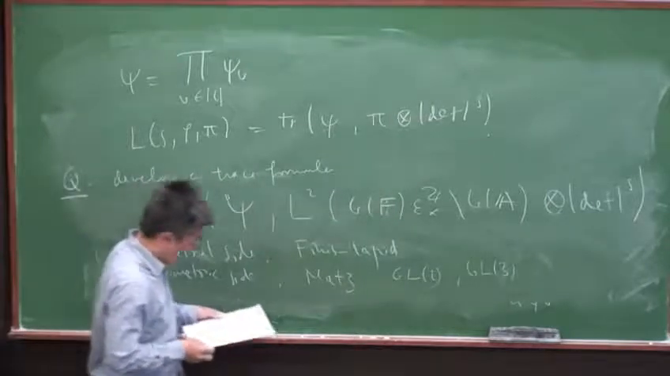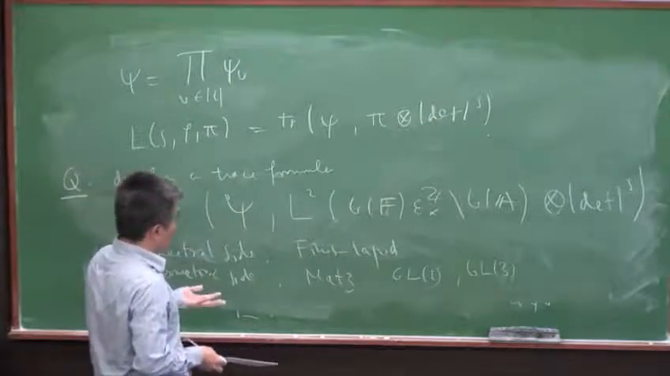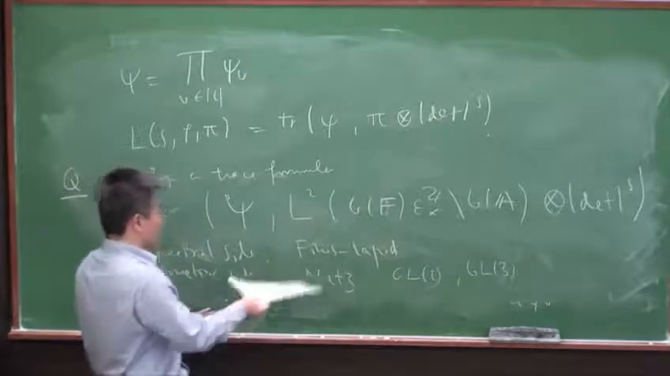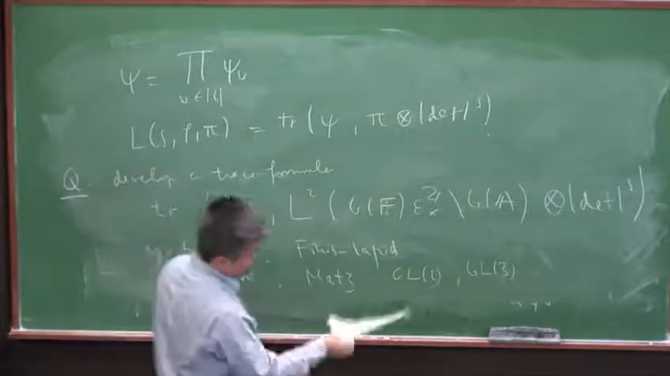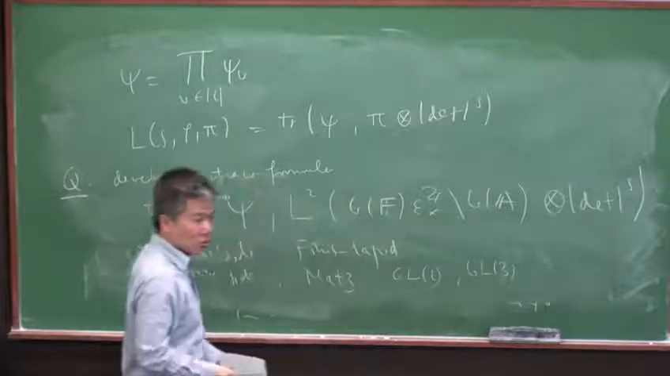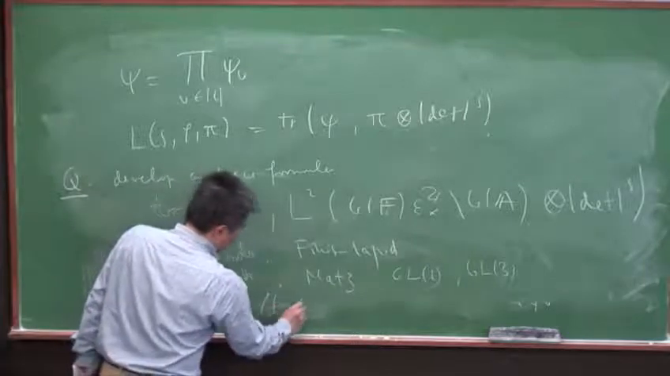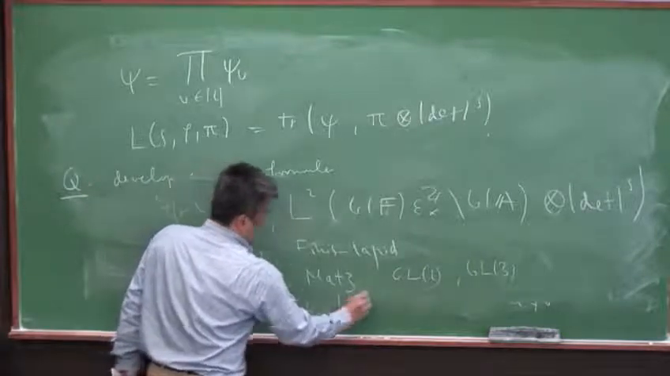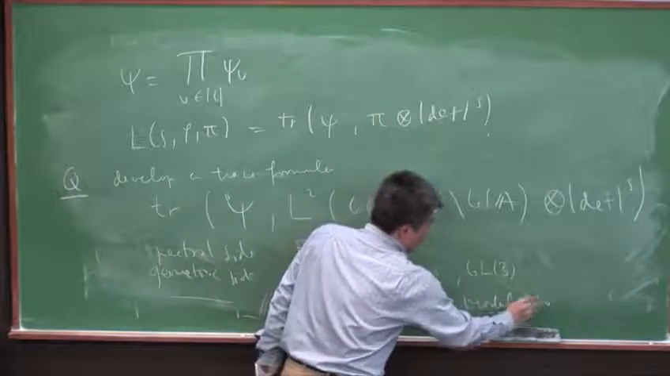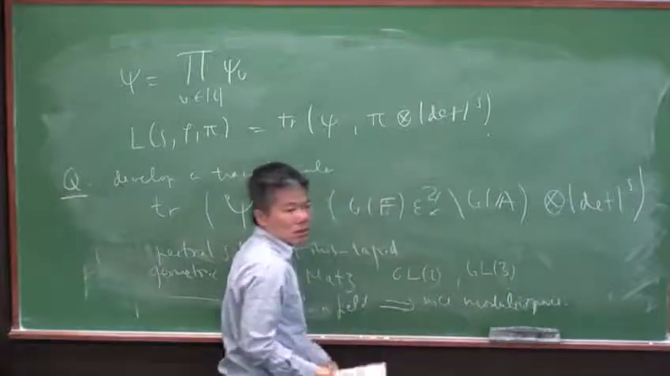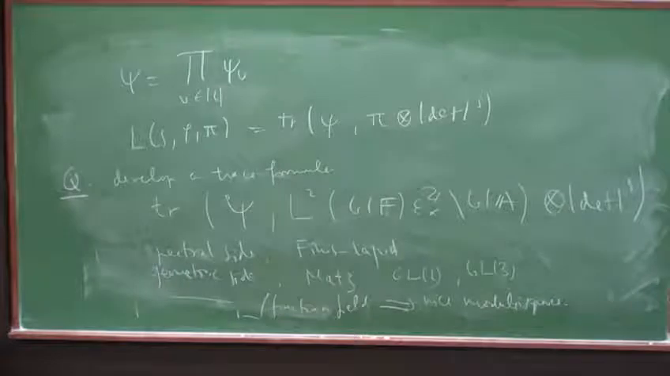So what gives some kind of hope is I've been told by Lapid that the spectral side is okay, but difficult on the geometric side. On the geometric side, at least in the function field case, the moduli looks very nice. There is a nice moduli space, so we hope that it's difficult, but it's not.